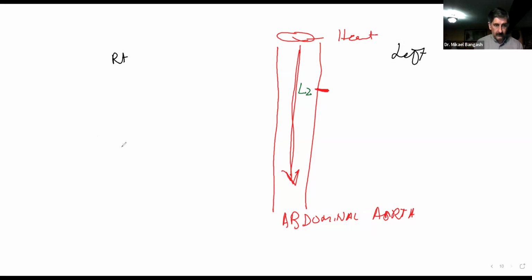Let's just choose a different color. So this one here is going to be the left renal artery.